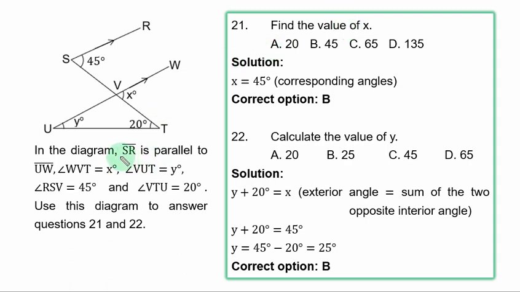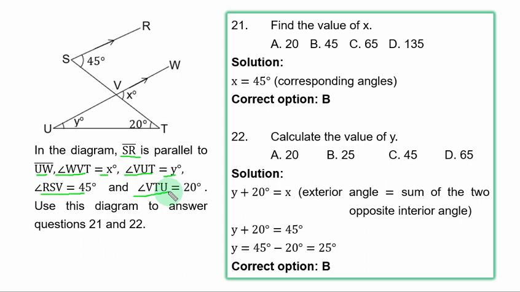Diagram: S arrow is parallel to UW. Angle WVT is equal to S degrees. Angle VUT is equal to Y degrees. Angle SV equal to 45 degrees, and angle VTU equal to 20 degrees.